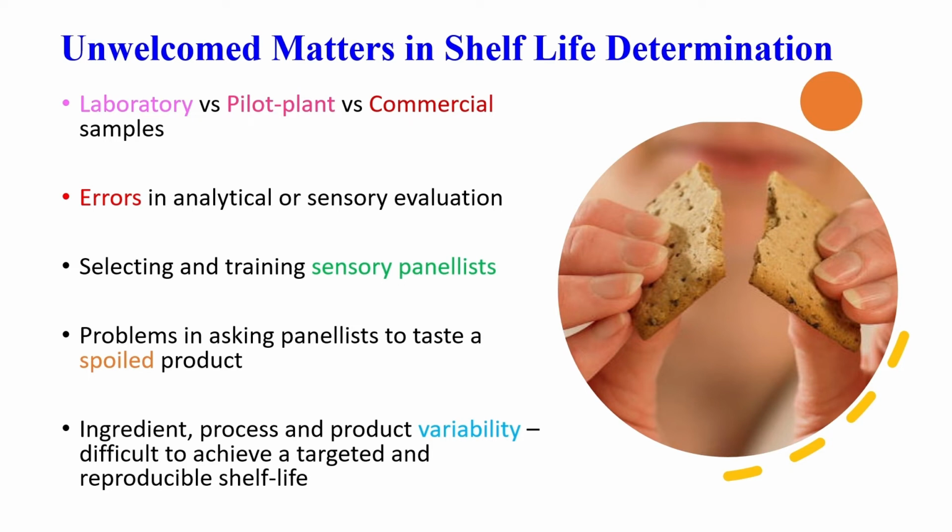The last one, there is variability of the ingredients, process, and the product throughout the years of production of a food product. It is difficult to achieve a targeted and reproducible shelf life because the ingredients, the food process, and the product may vary.